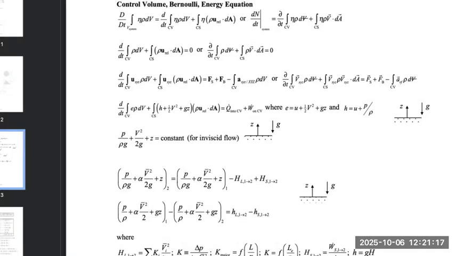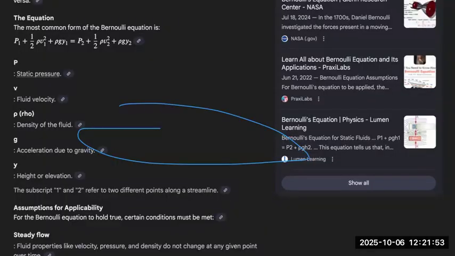And sure enough, it is in our equation sheet as P over rho G plus V squared over 2G plus Z is equal to a constant for inviscid flow. Over here, they simply divided by G instead of multiplying by G. But in our other form of Bernoulli equation, it looks slightly different, but it is saying the same thing.